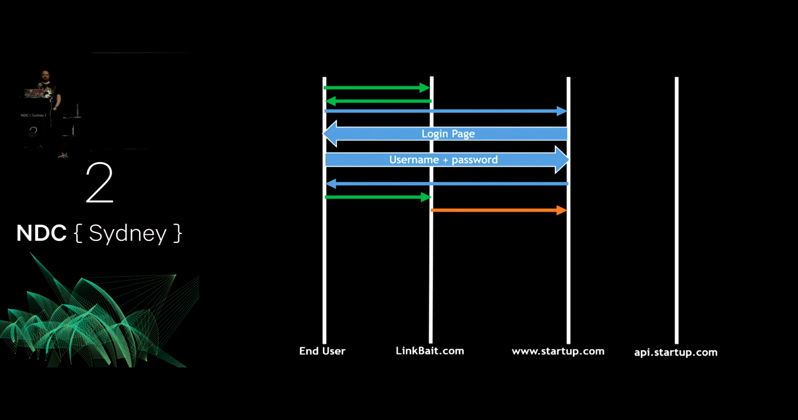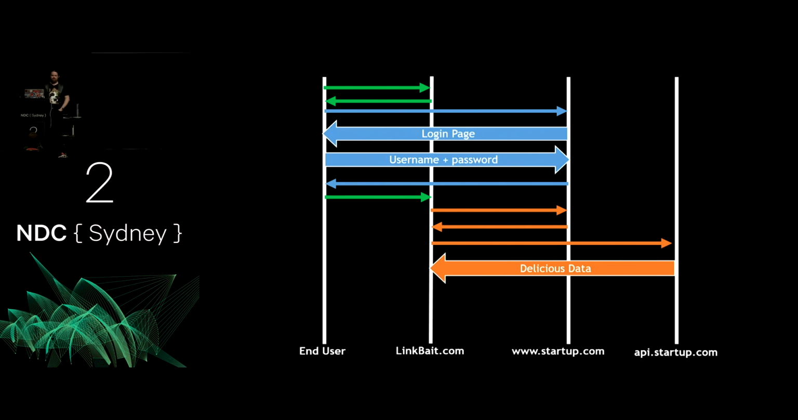Now, what it's doing at this point is it's taking the refresh token, or it's taking the code exchange token, and it's saying, hey, the customer just gave me this. Can I have some keys, please? And our site is going to respond with, yeah, here you go. Have a set of keys. They can then use those keys to go onto our API, pull data off it. Data goes back to linkbait.com. Linkbait sends that back to the end user.